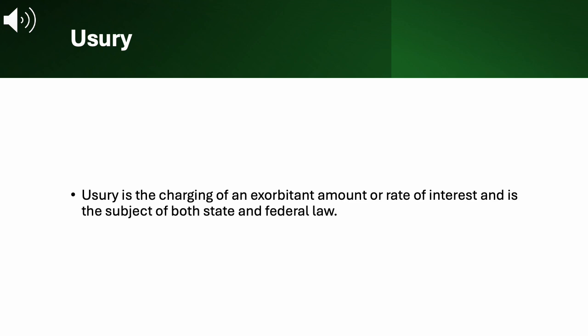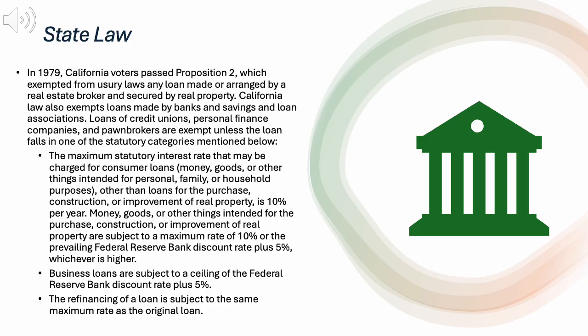Usury is the charging of an exorbitant amount or rate of interest and is the subject of both state and federal law. State law. In 1979, California voters passed Proposition 2, which exempted from usury laws any loan made or arranged by a real estate broker and secured by real property. California law also exempts loans made by banks and savings and loan associations. Loans of credit unions, personal finance companies, and pawnbrokers are exempt unless the loan falls in one of the statutory categories mentioned below.